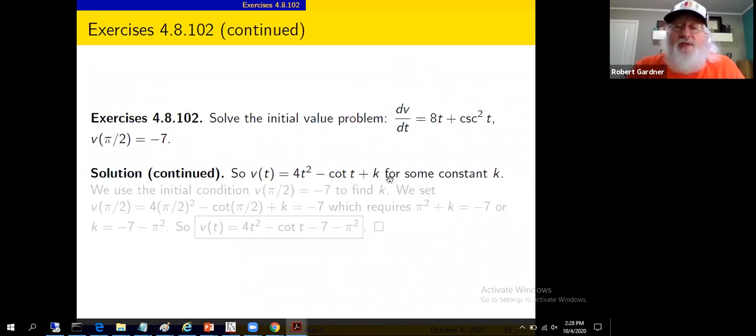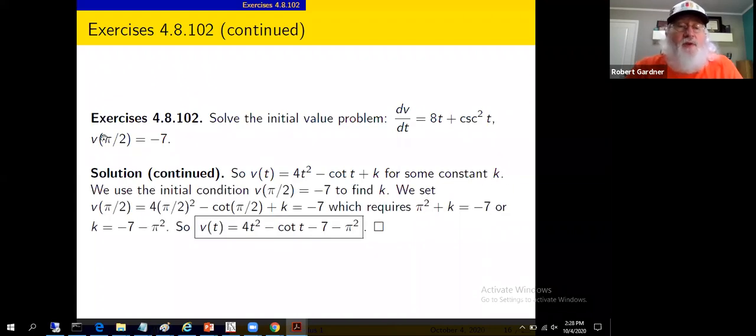We left off with this statement on the previous slide. So we use the initial condition, v of pi halves equals -7. That's how we'll find the constant k. That's why they had to give us initial conditions. Otherwise, we can't find specific solutions. So we'll set v of pi halves. That would be 4 pi halves squared minus cotangent pi halves plus k. Yeah, here it is. We'll set that equal to -7. We were told it equals -7.